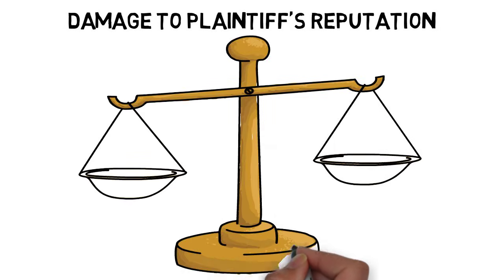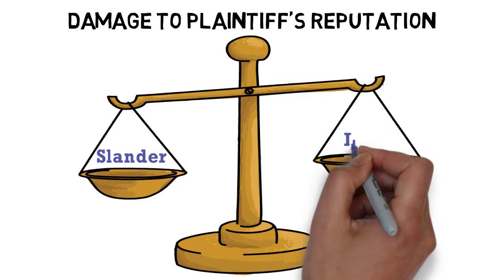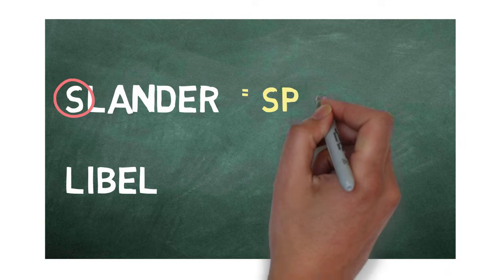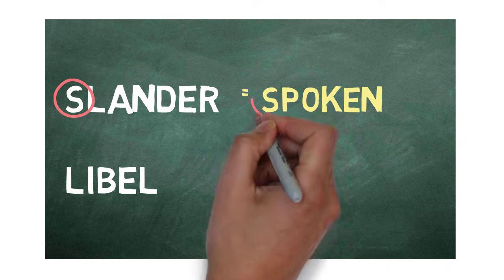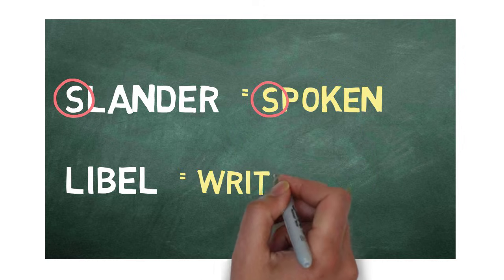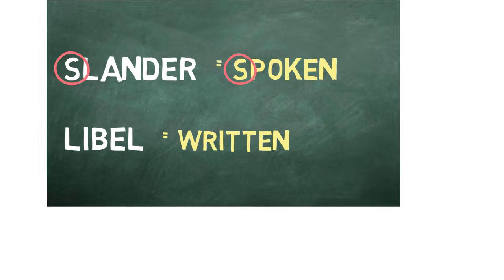Now this is where our slander or libel comes in. The easy way to remember the difference is I like to look at the S and take the S in slander, and that's how I keep them separate in my mind. Slander is spoken, while libel is written defamation.